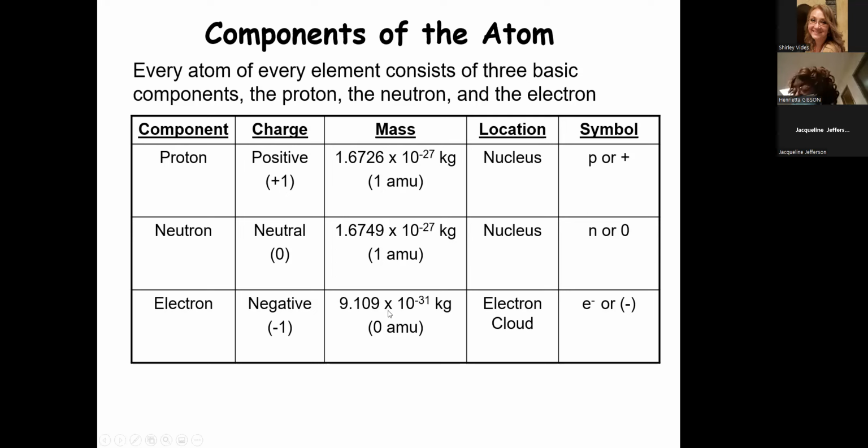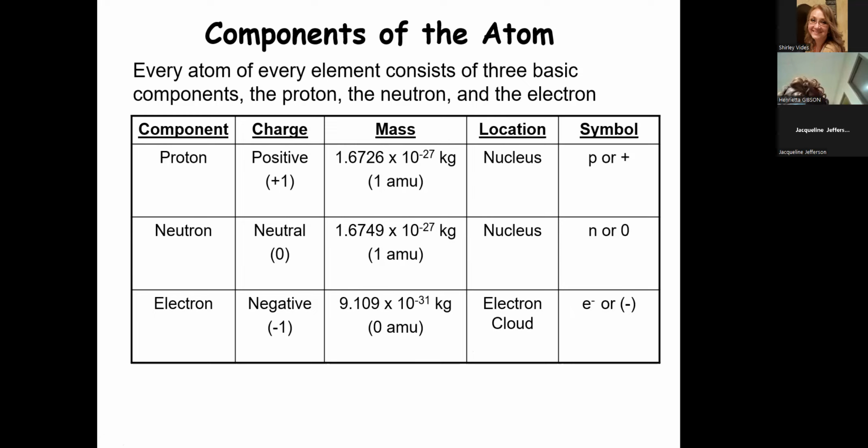There are not enough electrons in the biggest element to make a difference, so they don't add any mass. However, the nucleus, which is composed of the proton and the neutron, is where all the mass is in the atom. So you have the nucleus in the middle, and you have the electrons surrounding that nucleus in what is known as an electron cloud.